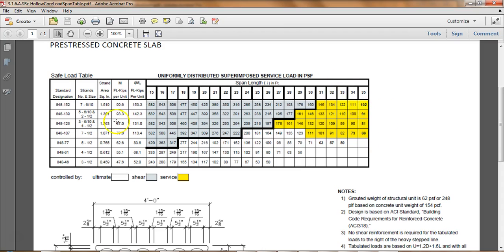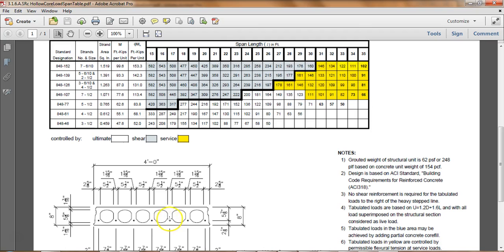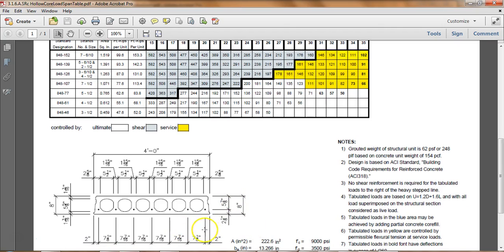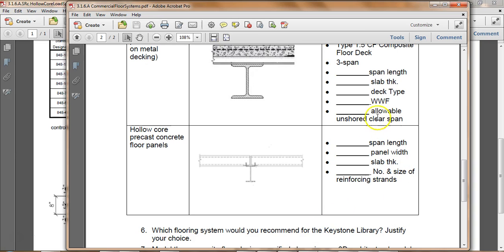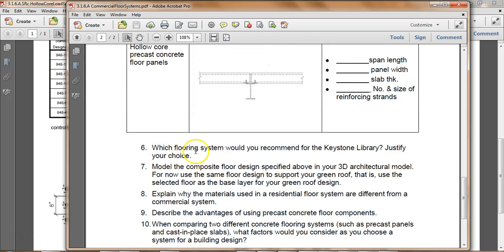And then I'm going to go over here to find the number of strands that I need. The number of strands are like the rebar, and they get placed right in here in between those hollow cores. The slab width is always the same here, and the distance here is always the same. So you'll be using this diagram here to help you fill in some of these little pieces right here. Then, after you get all that filled in, decide which floor system you would use for the Keystone Library and justify your choice. That means write out why you'd use that one.